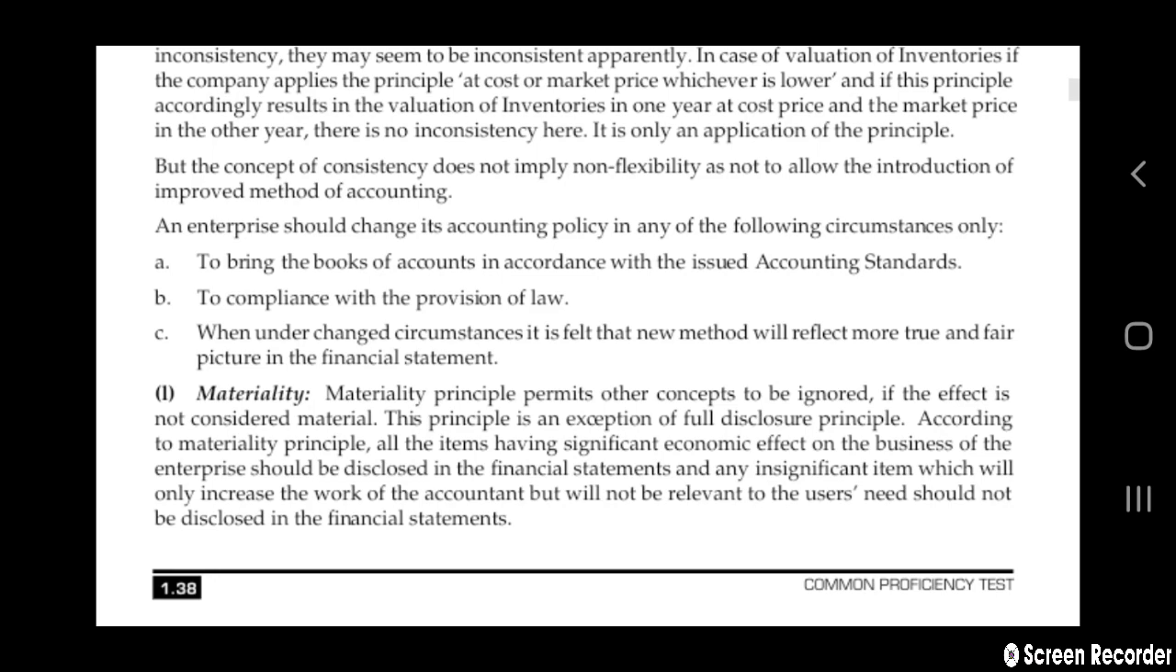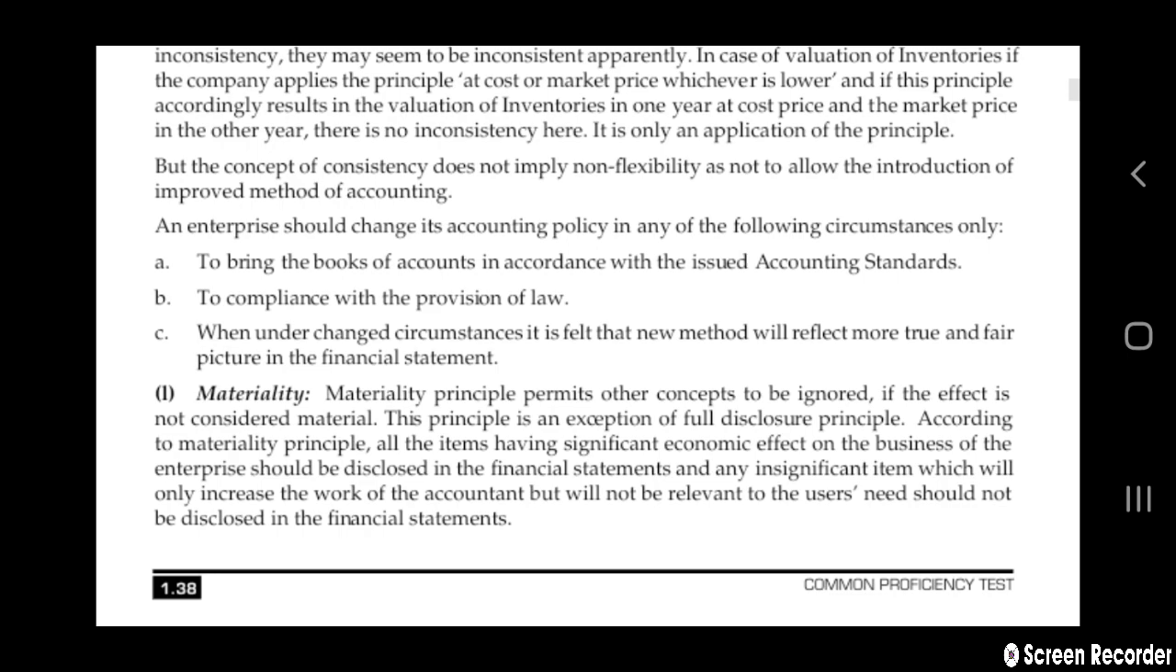So an accountant should change the accounting policy in the following circumstances: to bring the books of accounts in accordance with an issued accounting standard, to comply with the provisions of law, and when under changed circumstances it is felt that a new method may reflect a more true and fair picture in the financial statements.